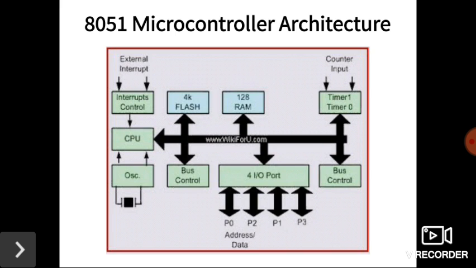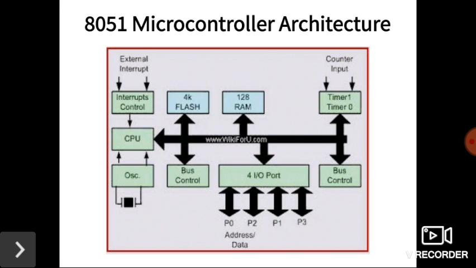The 8051 microcontroller has 4K of code memory or program memory, that is 4 KB ROM, and also 128 bytes of data memory, that is RAM.